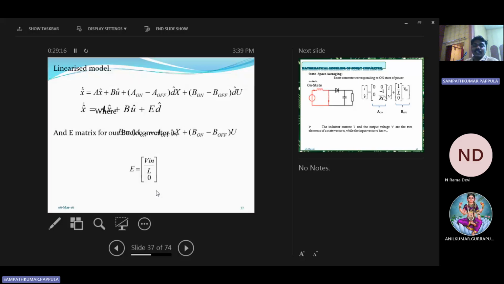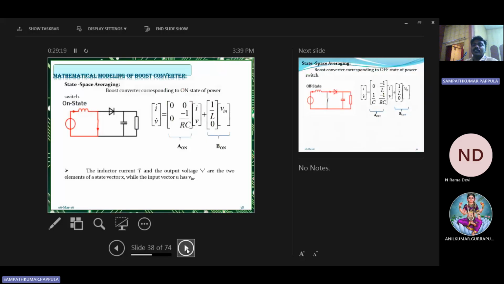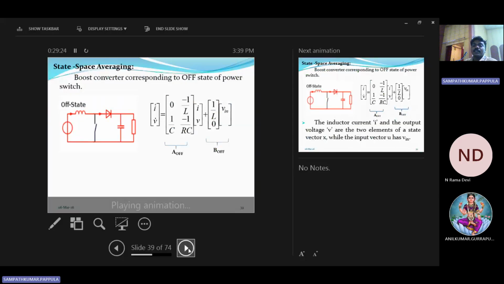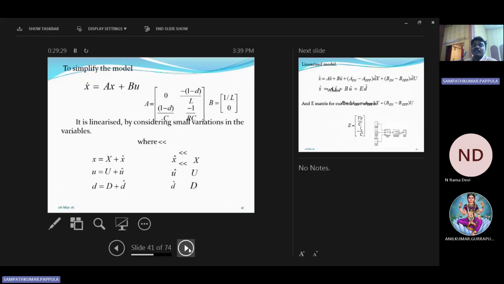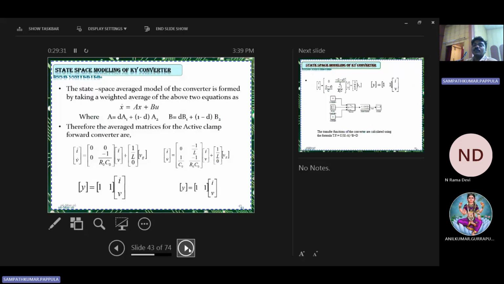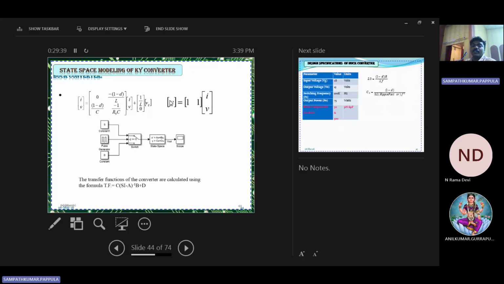Okay, the same process can be done with the boost converter, during the turn on of the main MOSFET and the turn off of the main MOSFET. So whatever the converter may be, you can use the same process and identify the relation between the input and output. For a KY converter also the same process: A matrix, B matrix, C matrix. From that, C into (sI minus A) inverse B, you get the final mathematical model.